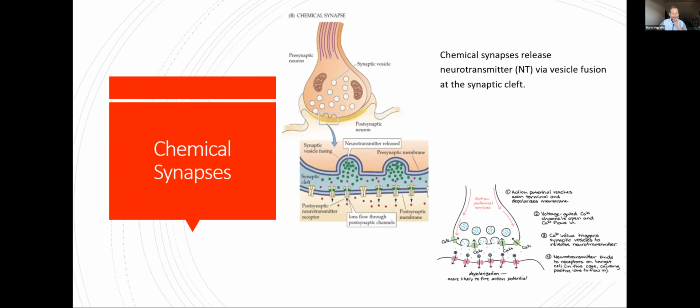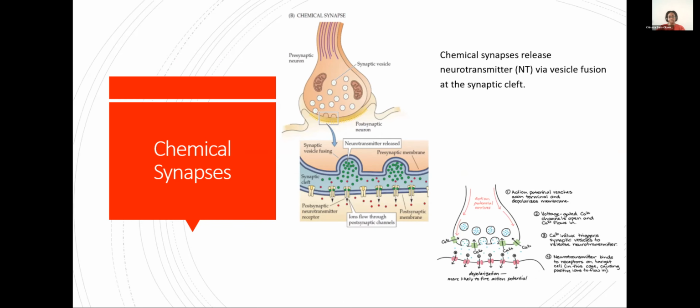Yes, we're trying. I'm going to start with the basics of chemical synapses. So chemical transmission involves the release of neurotransmitters, and neurotransmitters carry the information from the presynaptic neuron to the postsynaptic neuron. They carry this through the synapses, as you can see in the images on the screen.